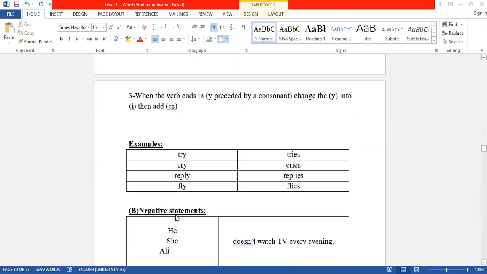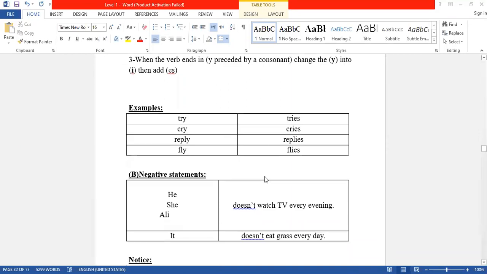Like here we have examples. Try, tries. Cry, cries. Reply, replies. Fly, flies. بعدين هنا إنه الY قبل حرف ساكن. هي عندنا الR هنا والR هنا من الL وهنا الL. So غيرنا الY إلى I ثم أضفنا الES. Try, tries. Cry, cries. Reply, replies. Fly, flies.